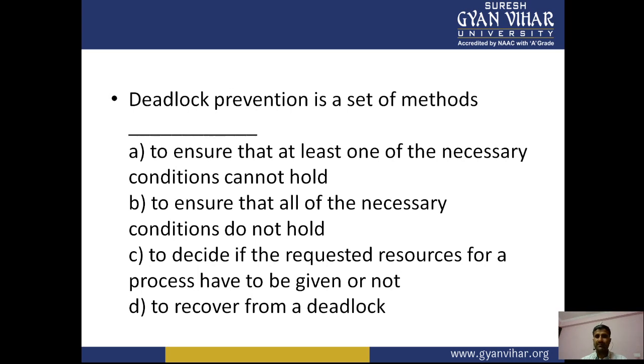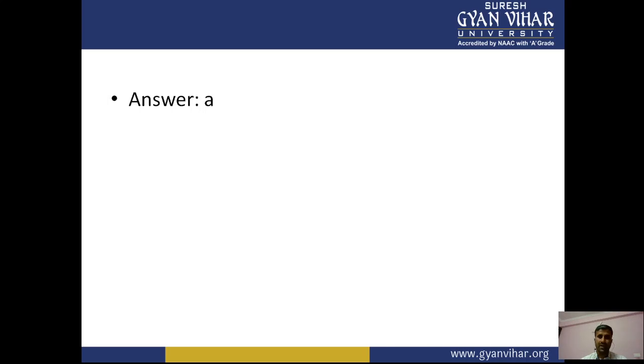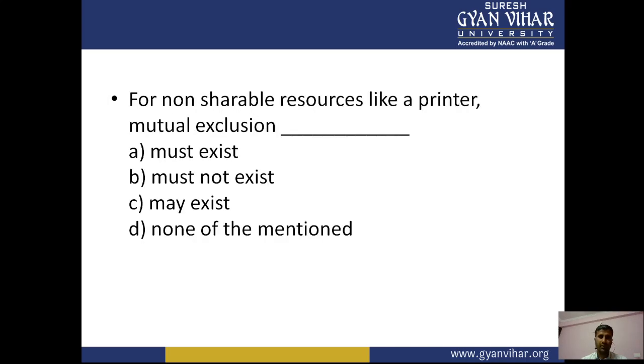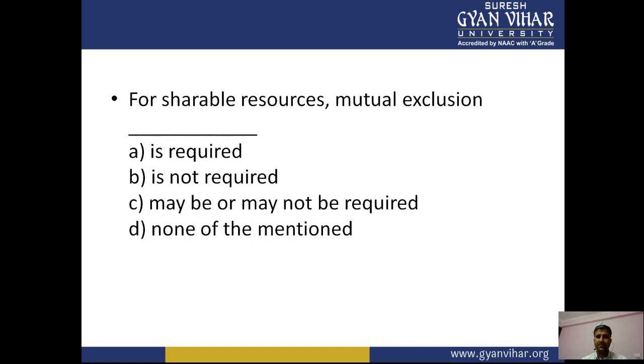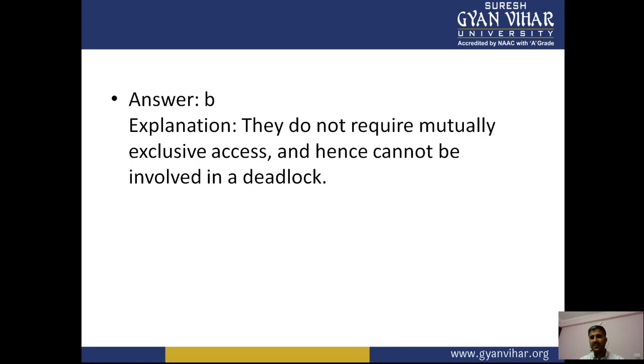Deadlock prevention is a set of methods where the right answer is A, to ensure that at least one of the necessary conditions cannot hold. Then we can prevent the deadlock: mutual exclusion, hold and wait, circular wait and all. For a non-shareable resource like a printer, mutual exclusion applies: the printer cannot be simultaneously shared by several processes. For a shareable resource, mutual exclusion is not required. So B is the right answer. They do not require mutually exclusive access and hence cannot be involved in the deadlock.